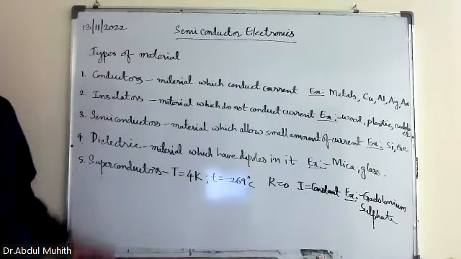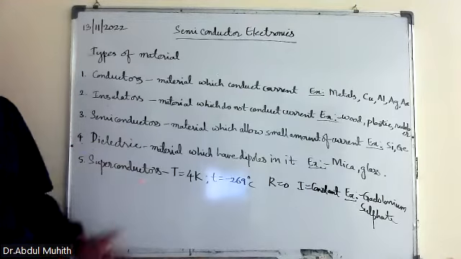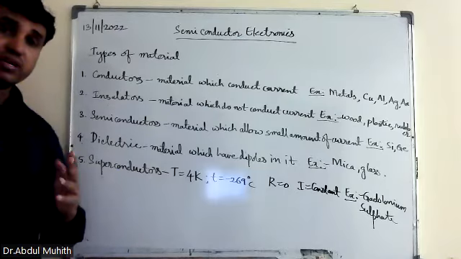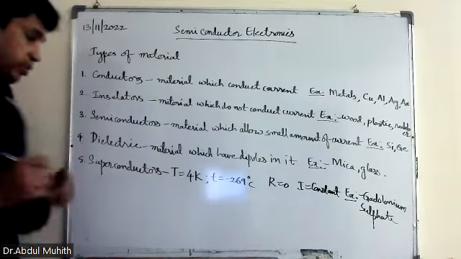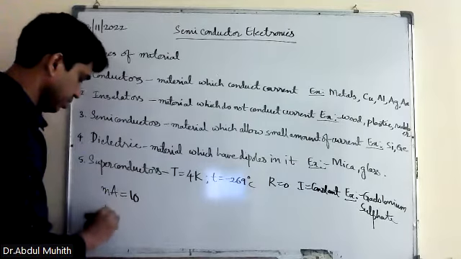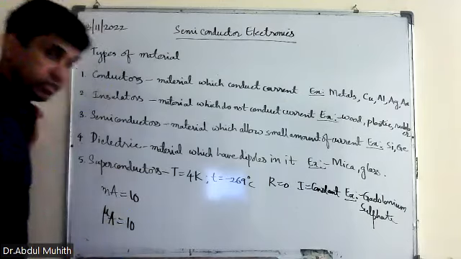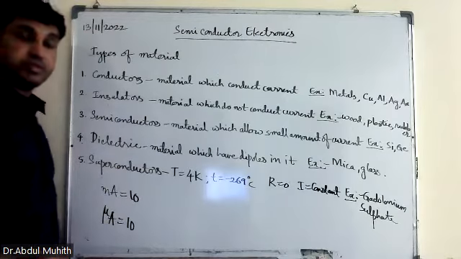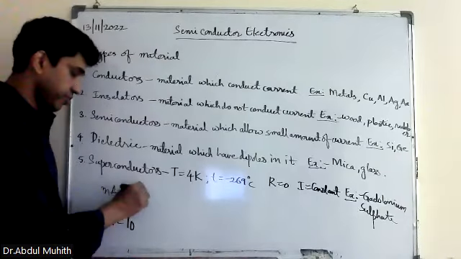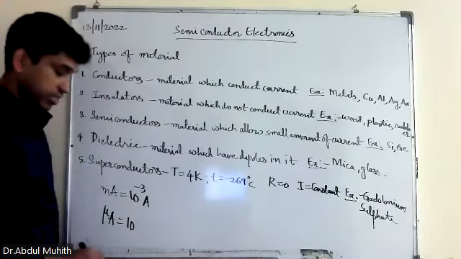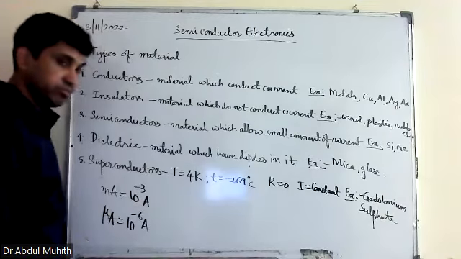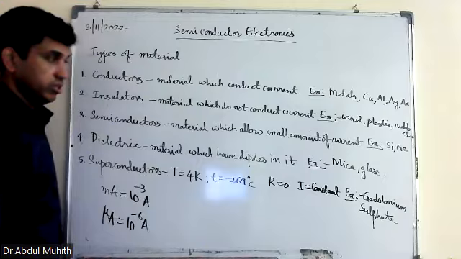Next is semiconductors, materials which allow a very small amount of current, in terms of microampere or milliampere. What is the value of milliampere? You're going to write the board exam, right? 10 to the power -3, very good. What about micro? 10 to the power -6. So milli means 10 power -3 and micro means 10 power -6 amperes.